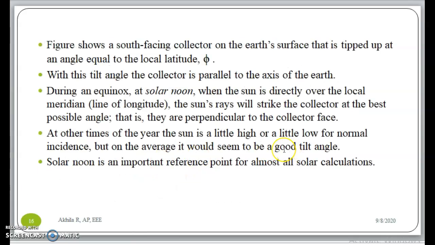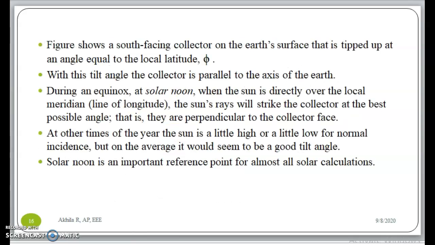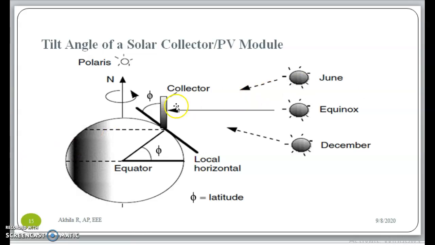Now the figure is showing a south facing collector on the Earth's surface that is tipped up at an angle equal to the local latitude. So this is your latitude phi, and this collector has been kept exactly at this same phi. So the collector is placed at a latitude of phi. With this tilt angle, the collector is parallel to the axis of the Earth. So during an equinox, it is this condition.